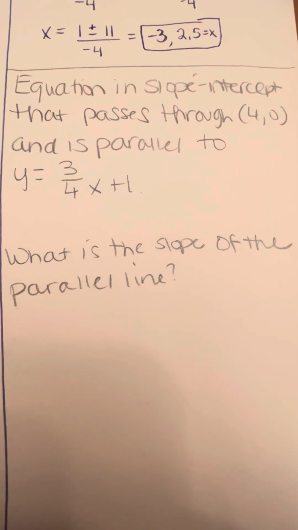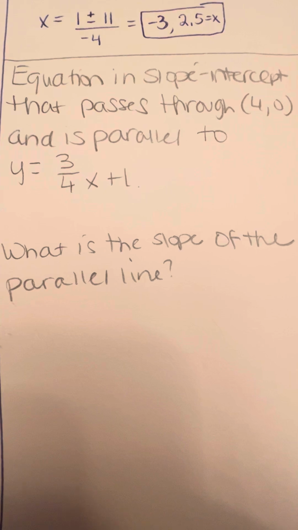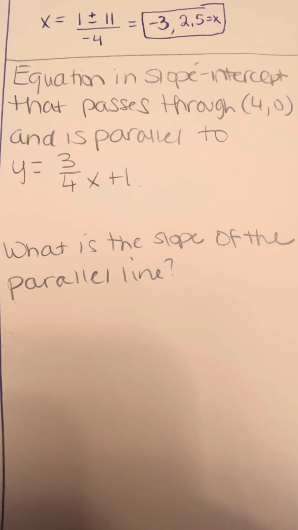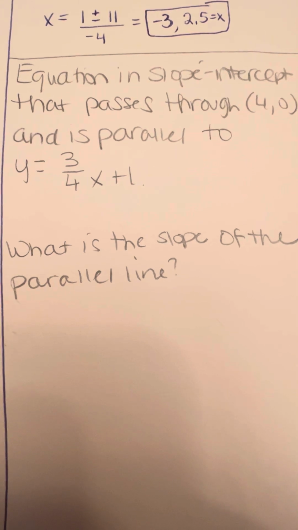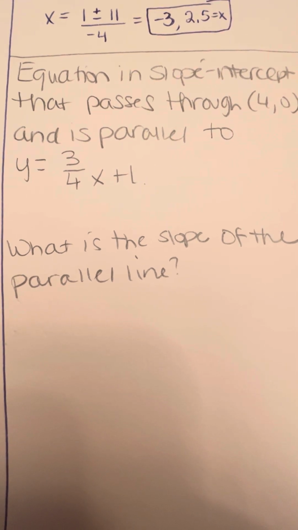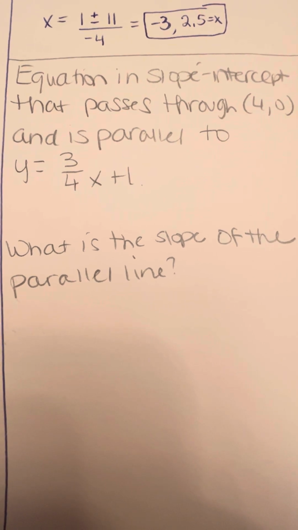This is a little sloppy, I apologize, but this is for my daughter's study guide for geometry that she has for her midterm. So we are asked to write an equation in slope-intercept form that passes through (4, 0) and is parallel to this line, y equals 3/4 x plus 1. So the first thing we are asked to do is, what is the slope of the parallel line?